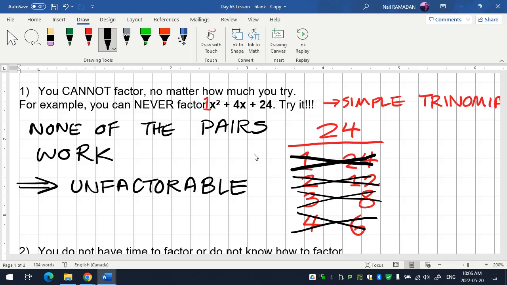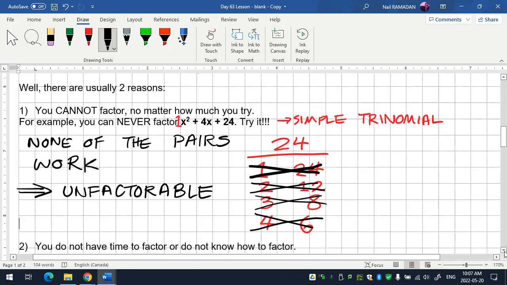What's another reason? Easy reason. You're at the end of a test. You don't have time to factor. Maybe the number is too big and the list is long. You're like, I don't have time to figure out all the pairs that work or don't work. So let me just do it with the thing that I know is always going to work, which is the quadratic formula. If I had time, I would list all the pairs, but I just don't have it. So I'm just going to apply the quadratic formula.